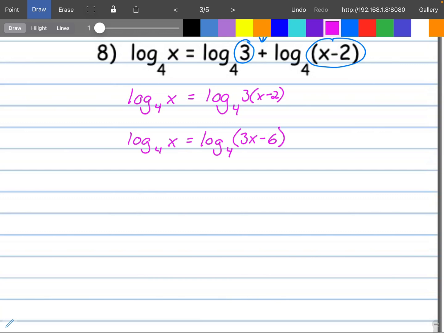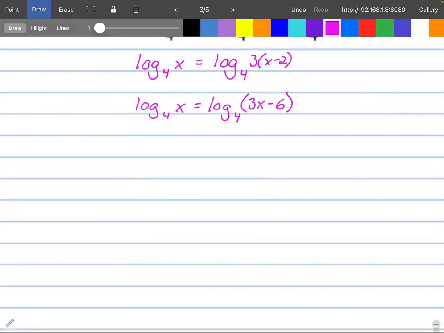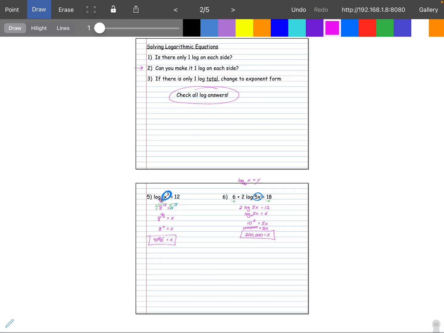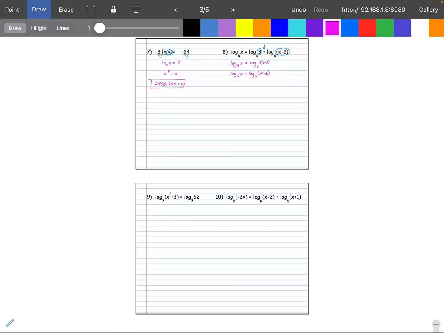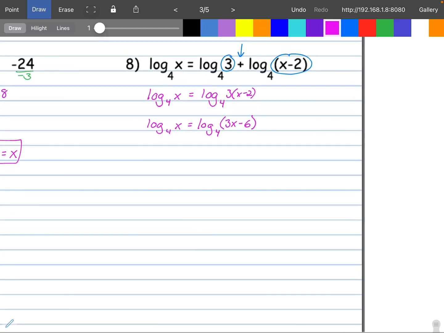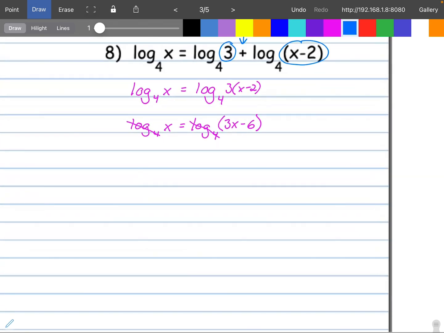So we're taking the log of that binomial. Now, what's nice at this point is that now I have our first option. I now have number 1. There is one log only on each side, which means that as long as our bases are the same, which they are, I can actually ignore those log base 4s, because if they're both log base 4, that part is the same, then that means that in order for these to be equal, then this must come out the same.